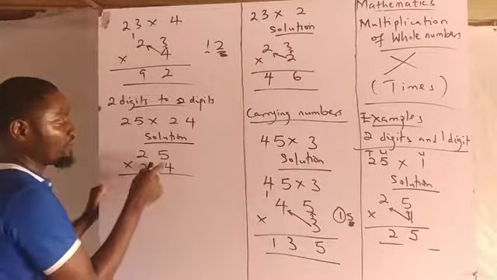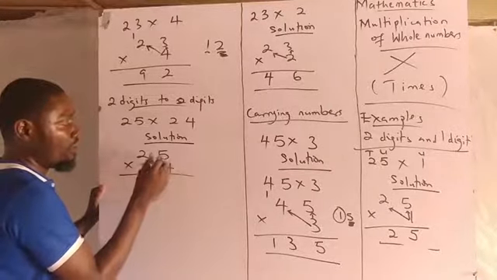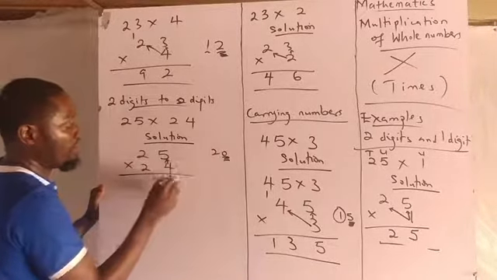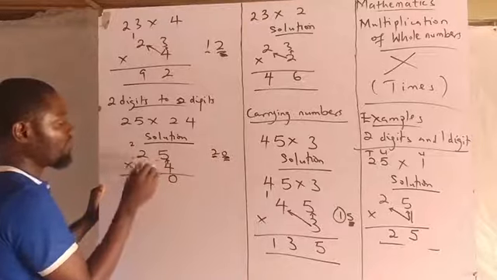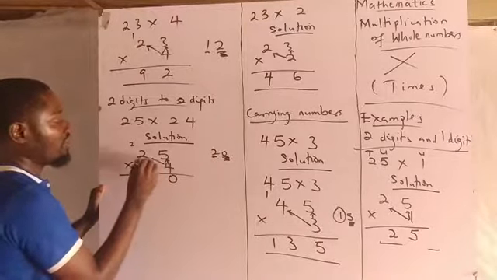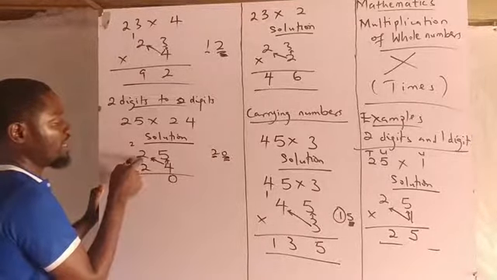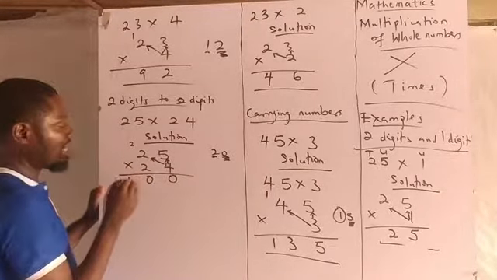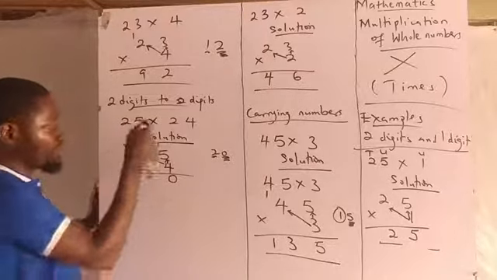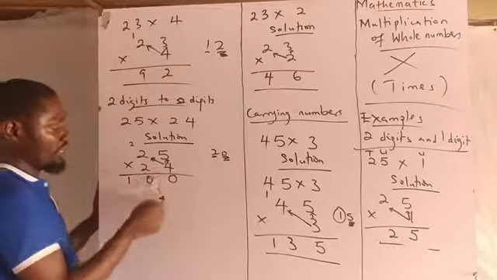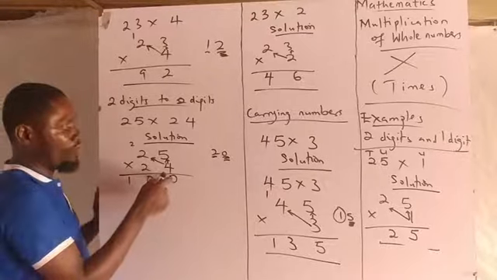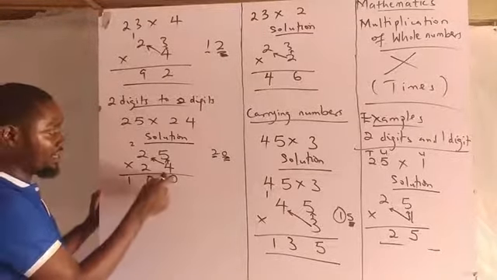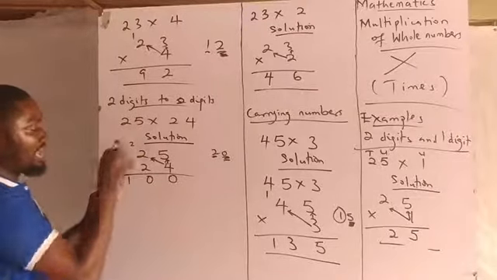I will start with the 4. 4 times 5 is 20. Write the 0. Carry the 2 to the other part. Multiply first. 4 times 2 is 8, plus the 2 you carried, 10. Write your 10 in that manner. Arrange your numbers in straight lines: 0 under this line, 0 under this line, and then 1.